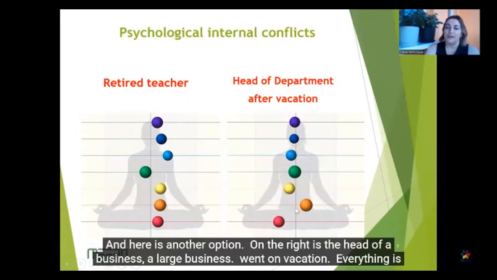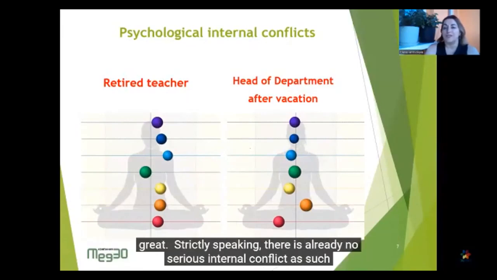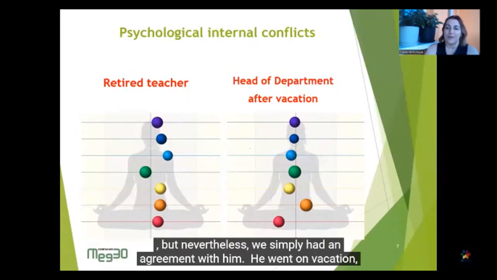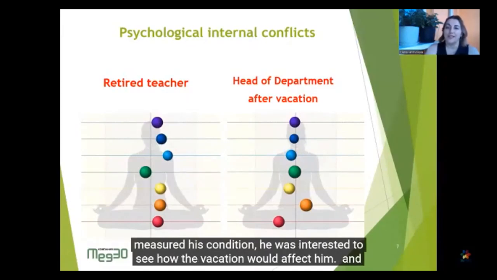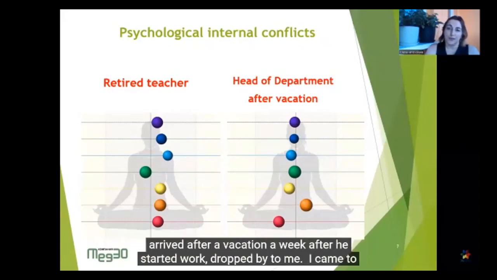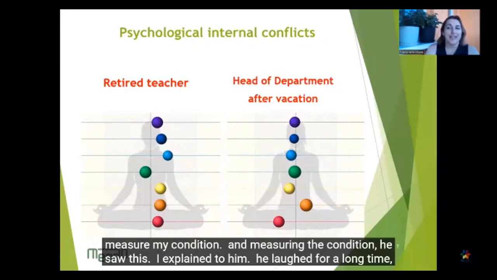Here is another person, another example on the right. It's a big business owner, top manager, and everything is great, strictly speaking. There are already no serious internal conflicts, but nevertheless, we simply had an agreement with him. So he went for a vacation, and we measured his condition, and he was interested to see how the vacation would affect him. So when he returned from vacation a week later, he started his work, got into it, and he measured his condition again, and he saw this.